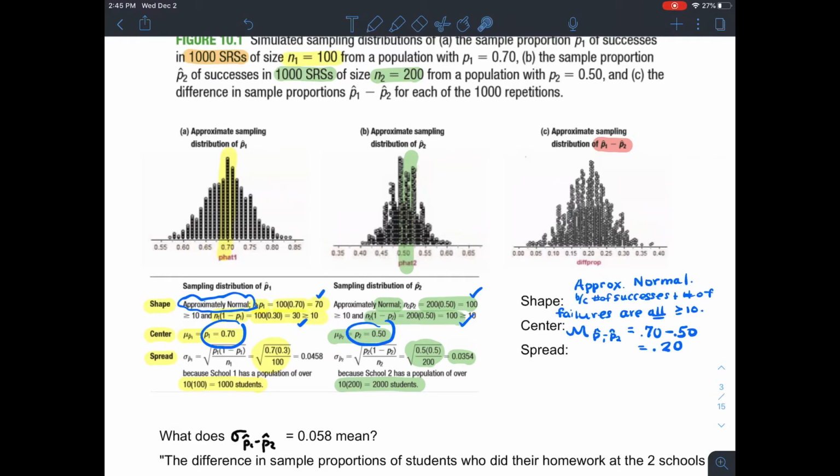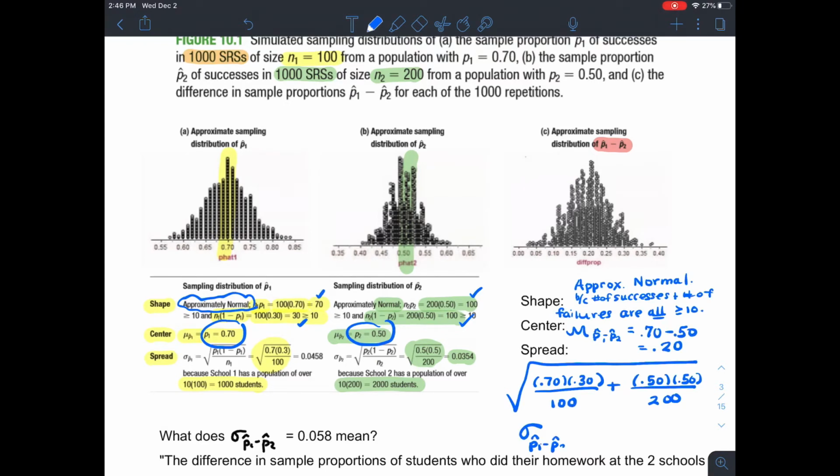20%. Okay, now for the spread, again, with the spread, there is a condition, the 10% condition. You'd have to show that that's met for each of the two individual populations, which we already did here. So we can use the formula. Okay, and this is just an extension or an expansion of the other formula here. We take the probability of a success times the probability of a failure divided by the sample size for population 1. And then we do the same thing here for population 2. Probability of a success times probability of failure divided by the sample size.